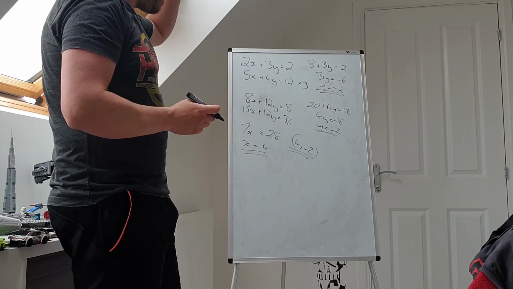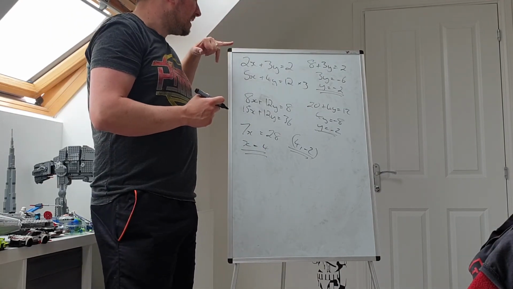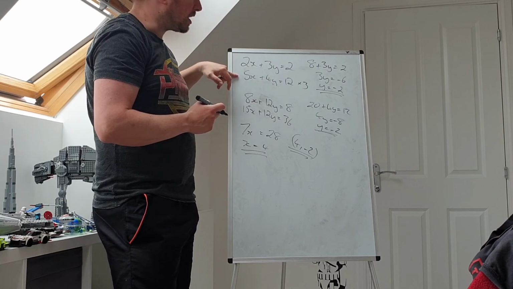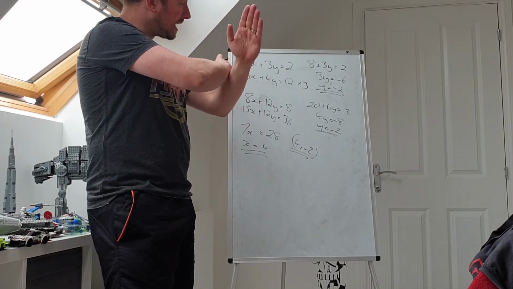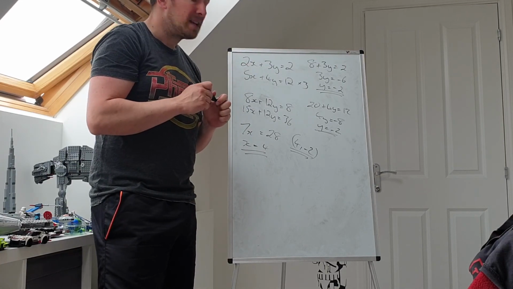The other way to think about this sort of stuff as well is this is the equation of a line, this is an equation of a line. So the 4, minus 2, that's just the coordinates of where the lines intersect. But I think we're going to come to that in a different video.